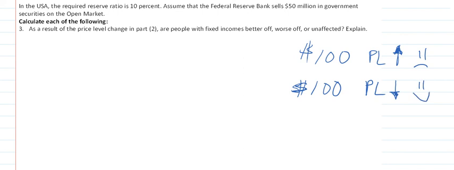So are people with fixed incomes better off? They're better off. Why? Because prices are going down and their fixed income gives them greater purchasing power. That should make sense, right? They still have $100 or whatever it is that's fixed, but they can go further, right? Okay. Hope that explained everything.